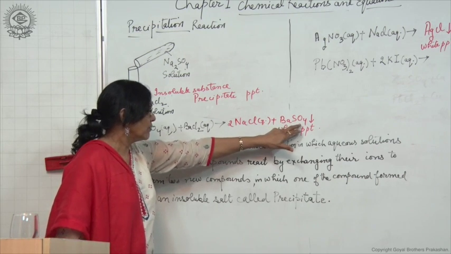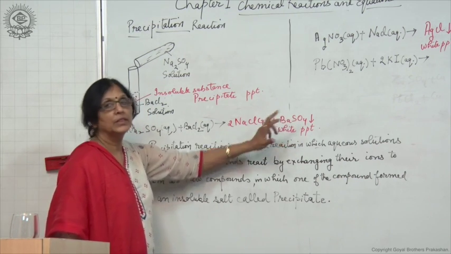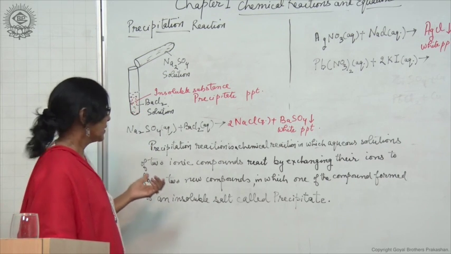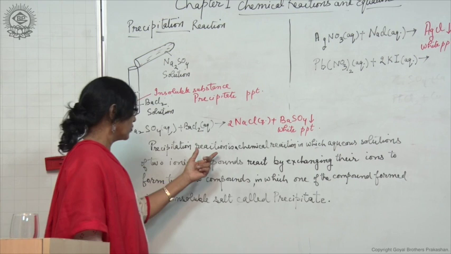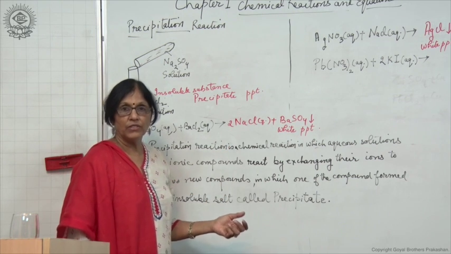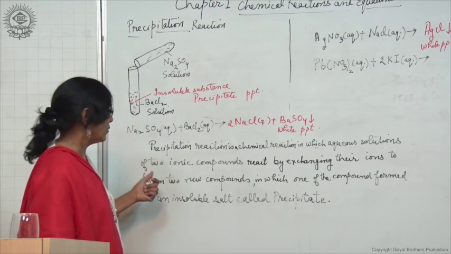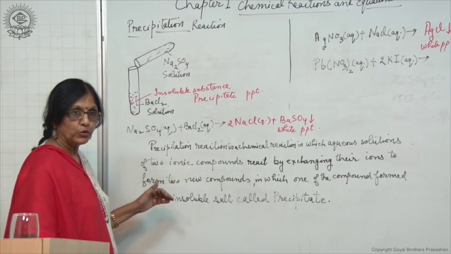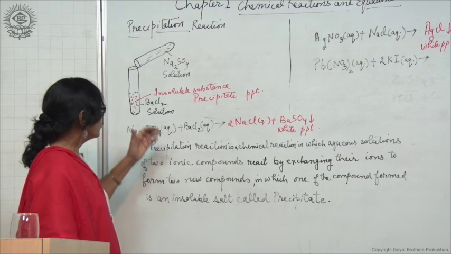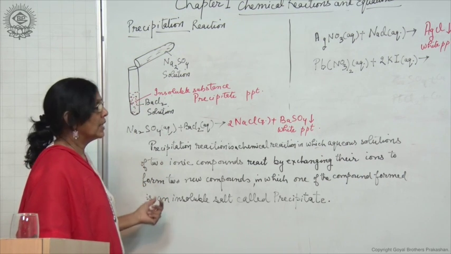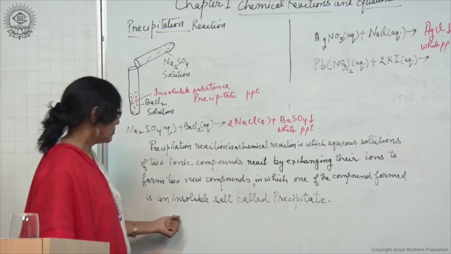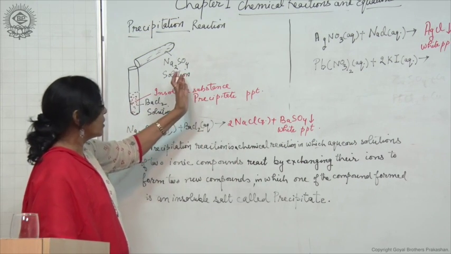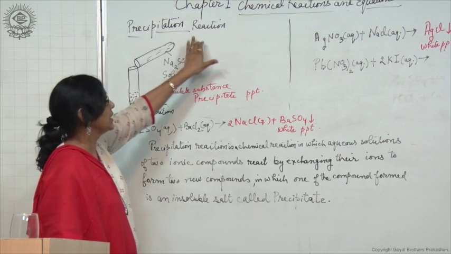Here a white precipitate of barium sulfate has been formed, which will settle down if we keep the test tube for some time. So now we can define a precipitation reaction as a chemical reaction in which aqueous solutions of two ionic compounds react by exchanging their ions to form two new compounds, in which one of the compounds formed is an insoluble salt, which is called a precipitate. So a precipitate is formed, that is why it is also called a precipitation reaction.